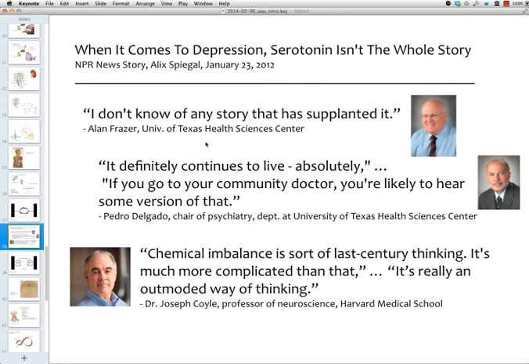When it comes to depression, serotonin isn't the whole story. Alan Frazier, University of Texas Health Sciences Center: I don't know of any story that has supplanted this story of chemical imbalance and depression. Pedro Delgado, Chair of Psychiatry: It definitely continues to live, absolutely. If you go to your community doctor, you're likely to hear some version of that story. Joseph Coyle, Professor of Neuroscience at Harvard Medical School: Chemical imbalance is sort of last century thinking. It's much more complicated than that. It's really an outmoded way of thinking.